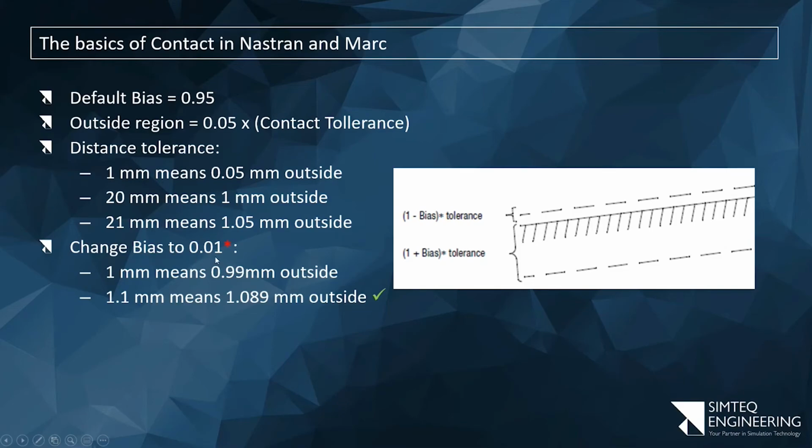If I change the bias to 0.01, and I'll explain later why not 0, but let's make it 0.01, and then plug it in, my checking on the outside is 0.99, so it's 1 minus 0.01, which is 0.99 times my tolerance. So if I now make it 1, I'll get 0.99 on the outside, which is obviously too small. So let's make it slightly larger, 5 or 10%, and I get that on the outside. Great, this works. So this is the tolerance I need if I reduce my bias to a more reasonable value for this specific problem.